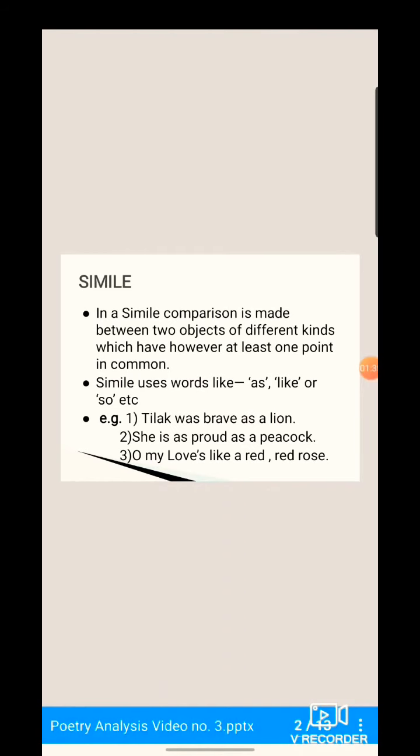For example, Tilak was brave as a lion. She is as proud as a peacock. Oh, my love is like a red, red rose.